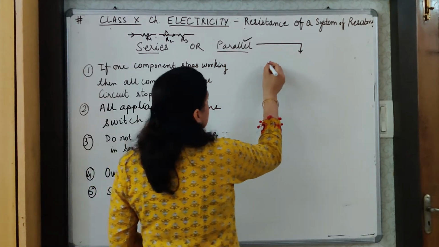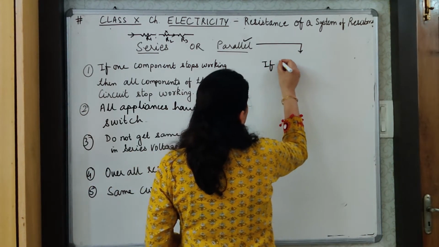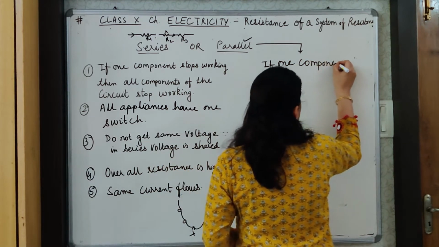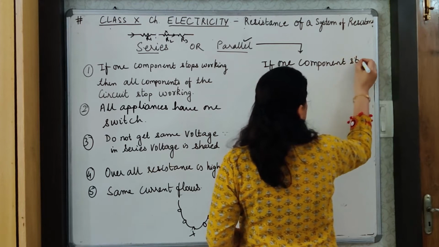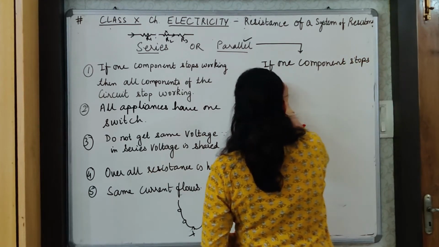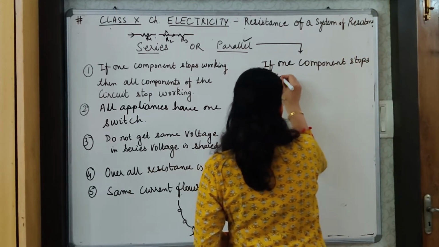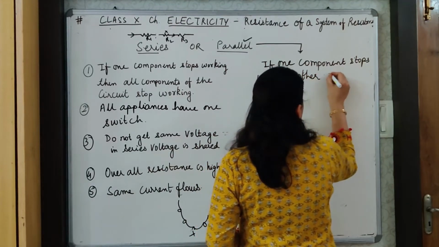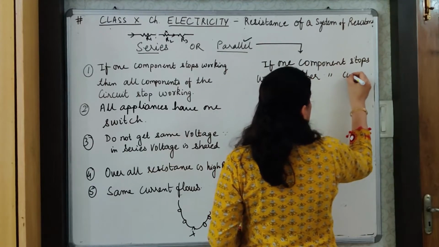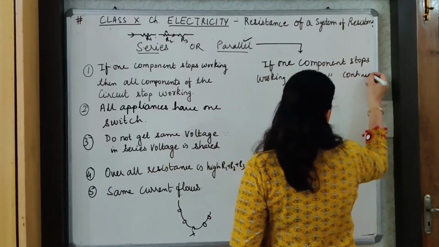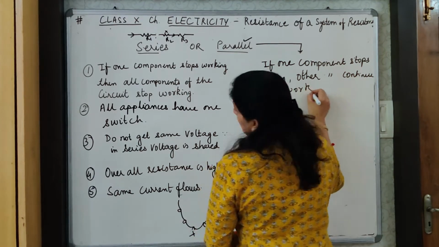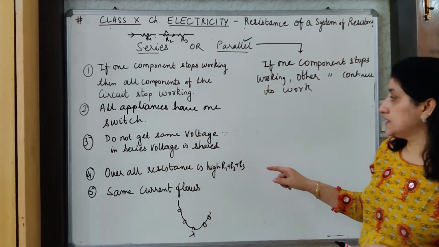While in parallel, if one component stops working, other components continue to work. So parallel has an advantage over series.